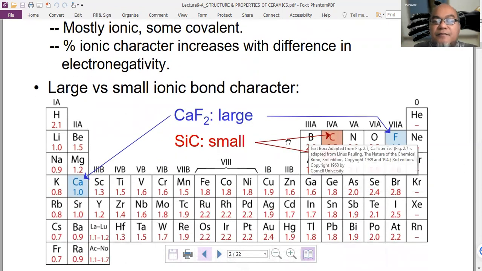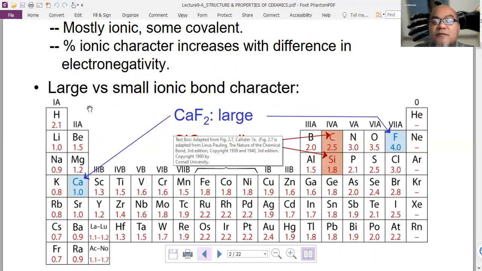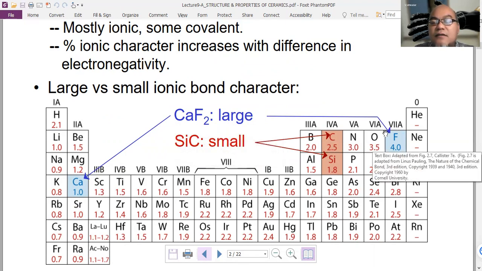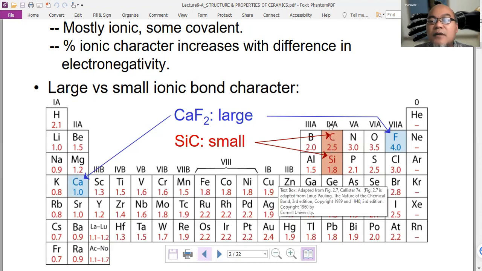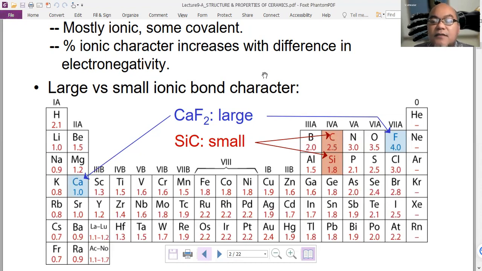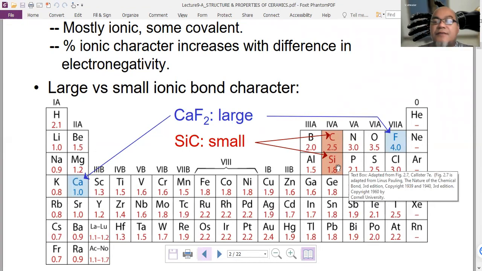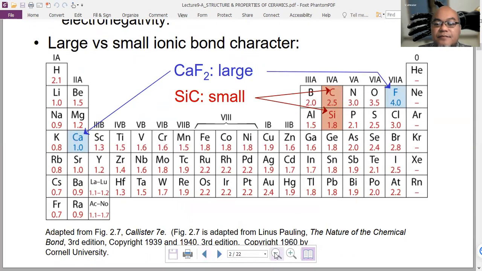For example, in the calcium fluoride case, since calcium is in the 2A column while fluorine is in the 7A column, calcium has electronegativity of 1 while fluorine has electronegativity of 4. So they have a large difference in electronegativity, and hence a higher percentage of ionic bonding character. On the other hand, silicon carbide, which is also a ceramic, has both elements in the same column of the periodic table, and hence similar electronegativity, 1.8 to 2.5. Therefore, the dominant bonding is covalent instead of ionic.